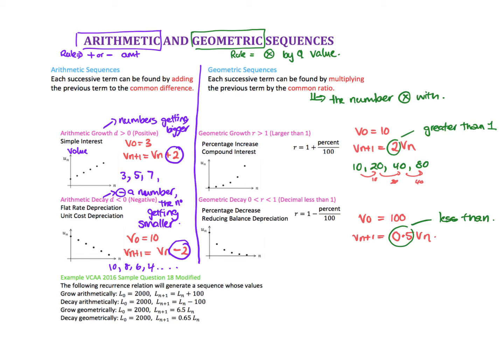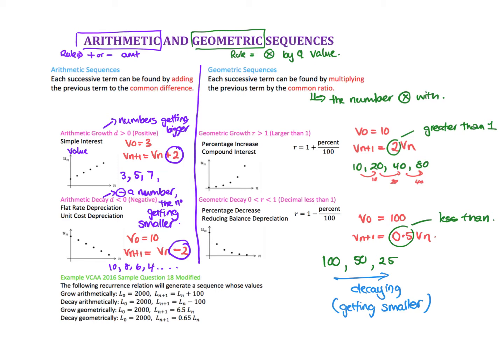So we'll see decay. Say if I start at 100 and I times it by 0.5, I get 50, don't I? And if I times 50 by 0.5, I get 25. So you can see we're decaying. It's getting smaller. Decaying, you might write getting smaller, just so you get used to what that word means. Decaying means that the values are getting smaller.